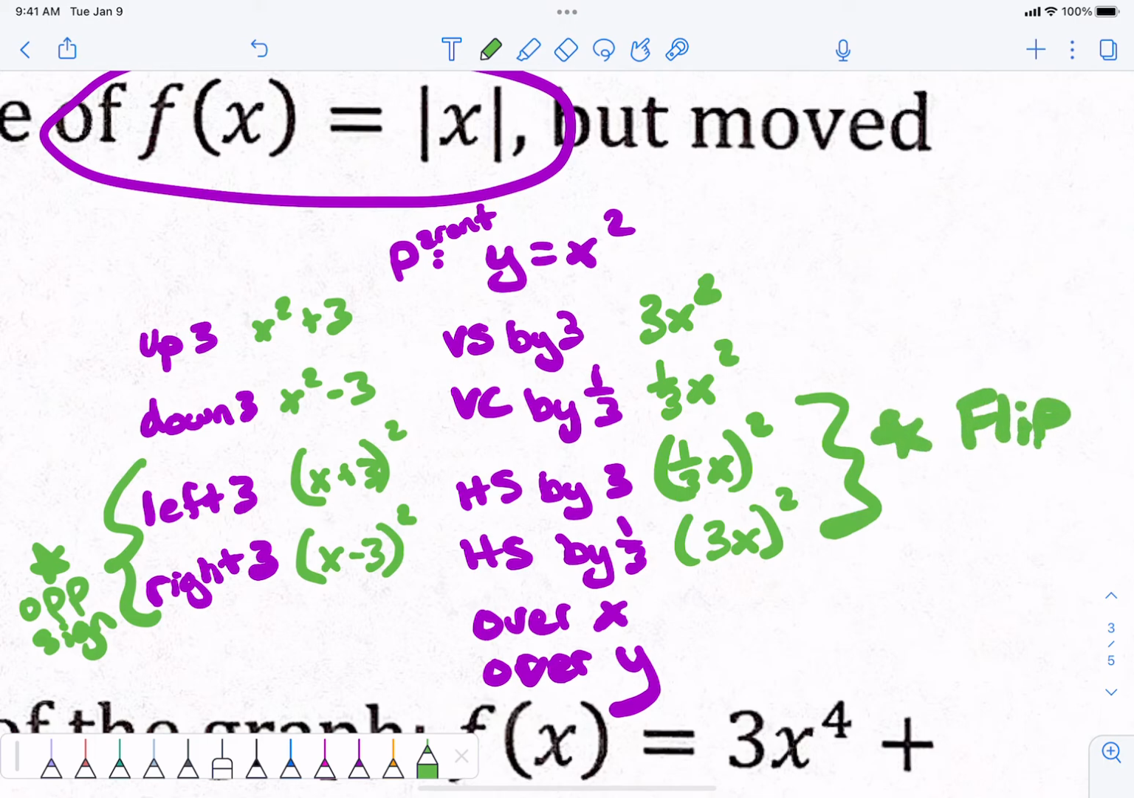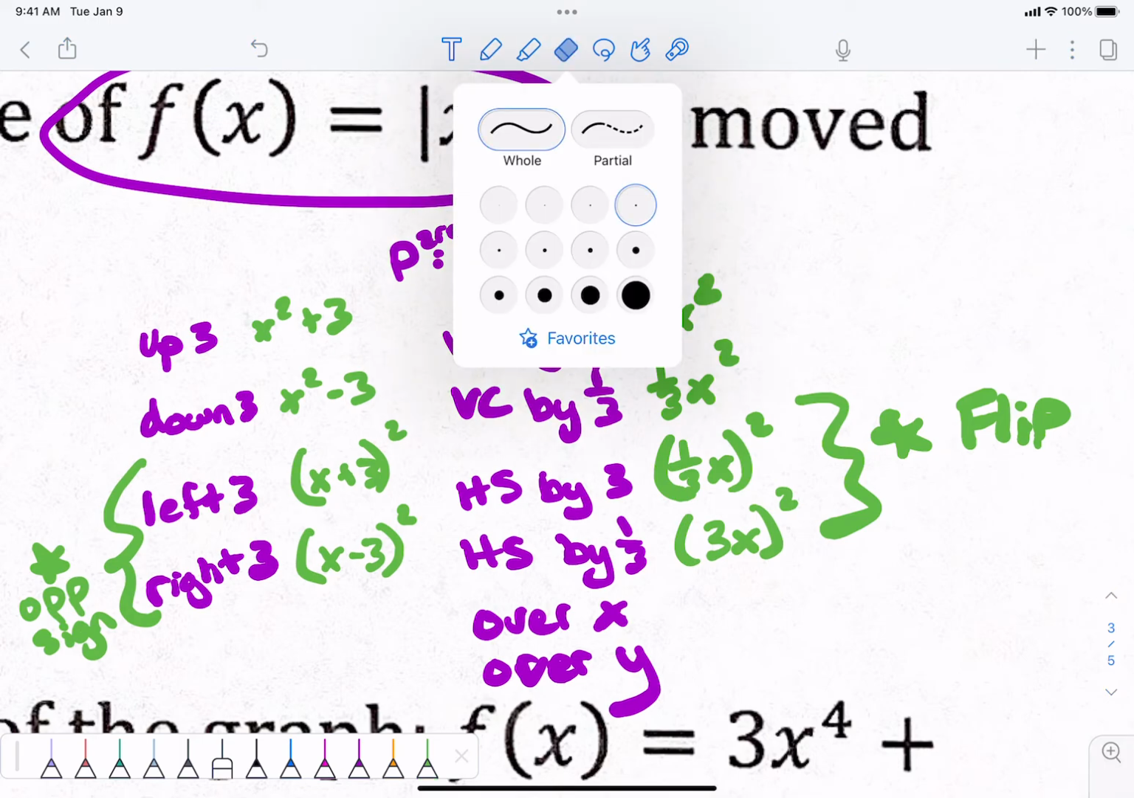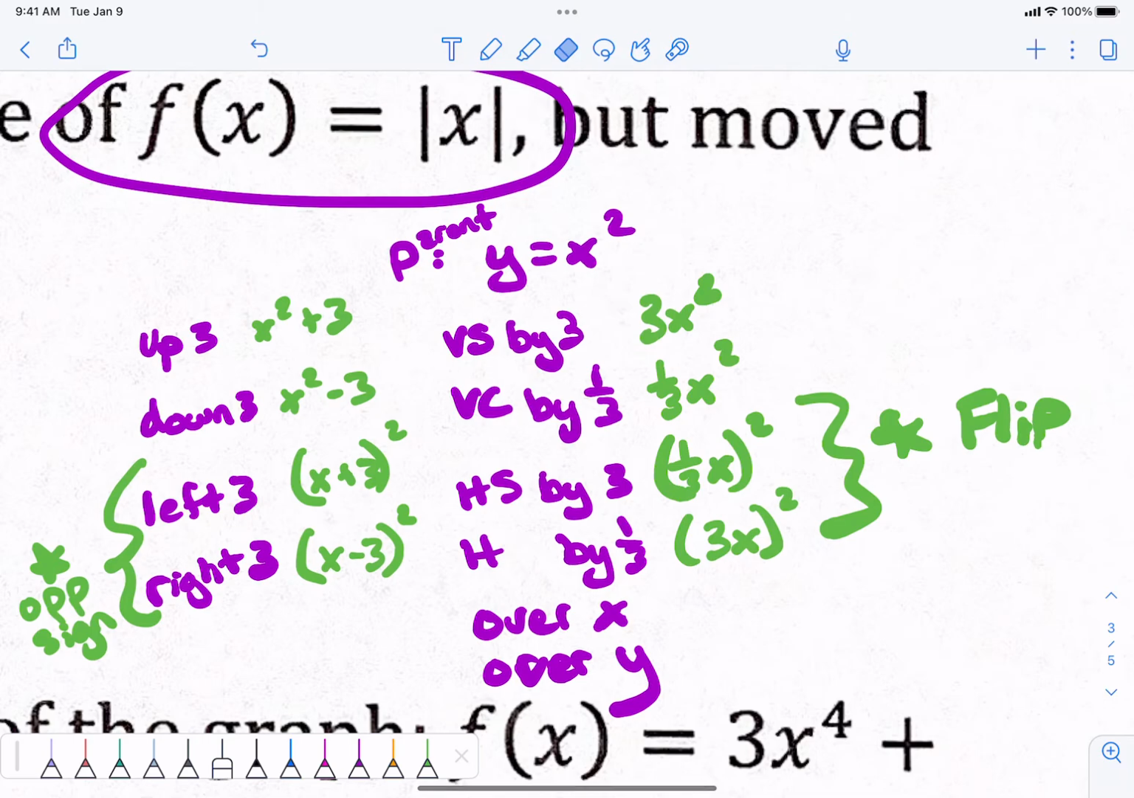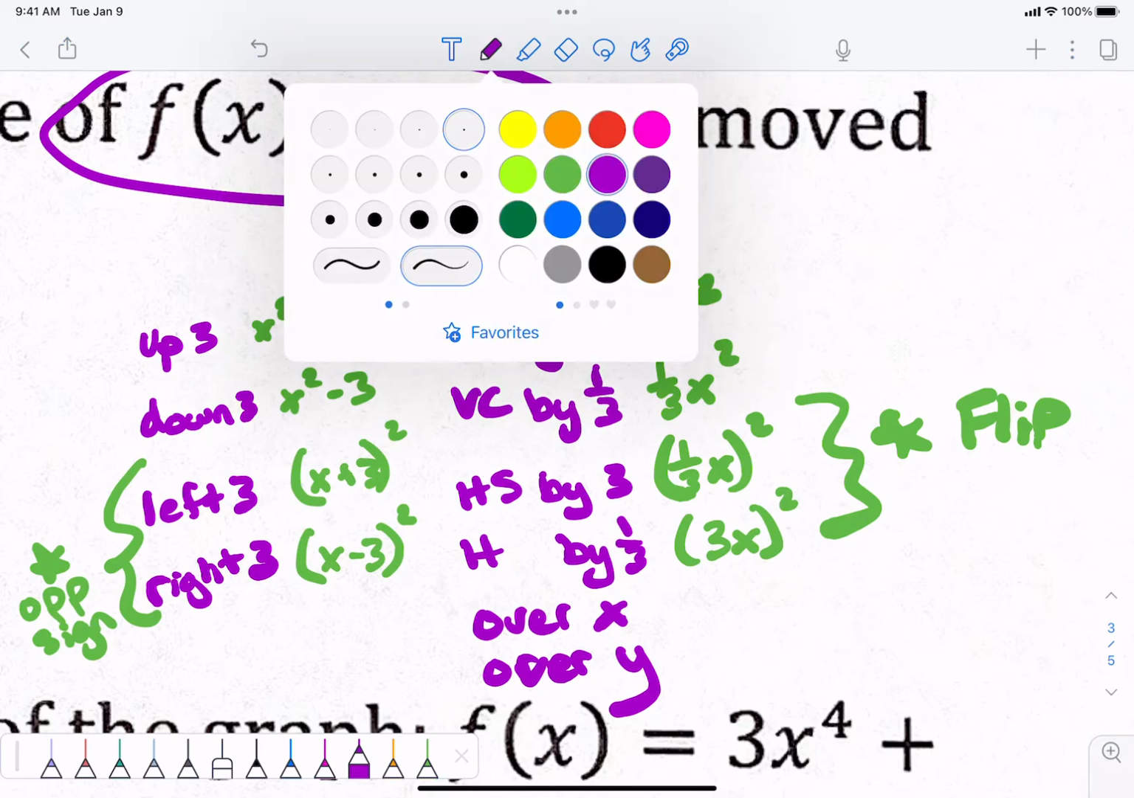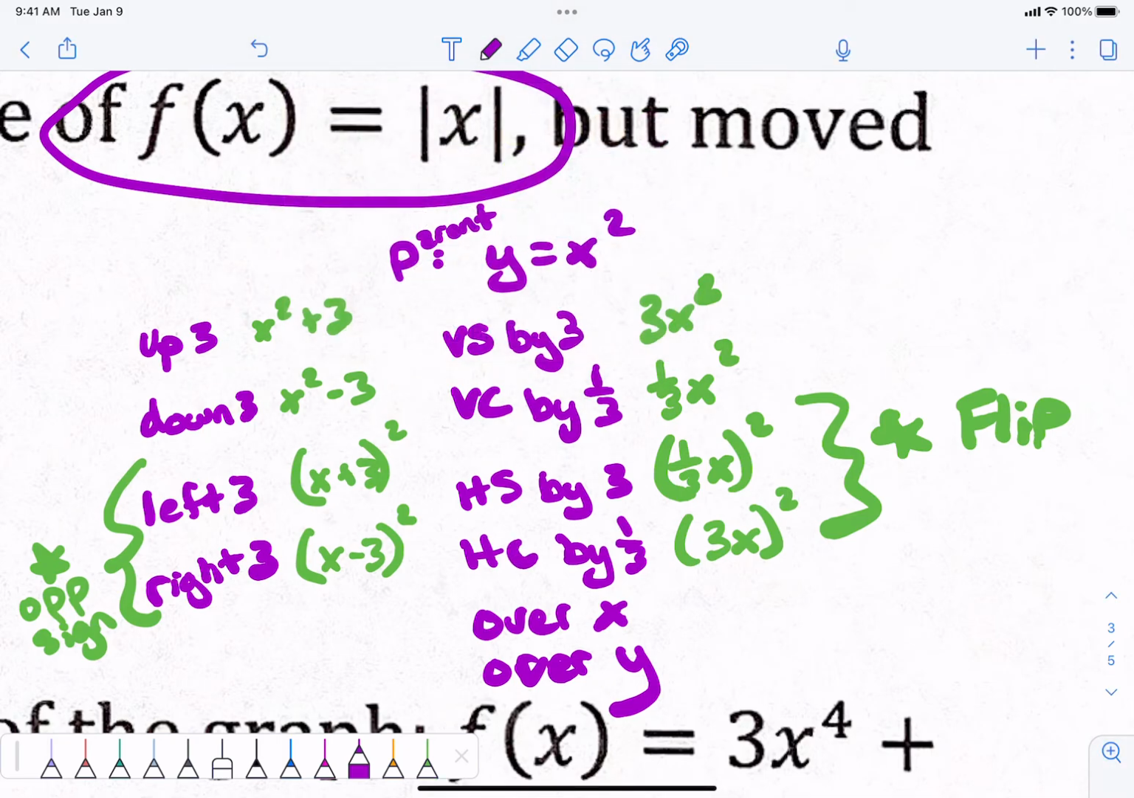Is one of those supposed to be horizontal compression? Yes, I'm sorry. I did that this morning too, didn't I? Probably. Yeah, you did. Right, because you corrected me. Marcus was all over that. Horizontal compression by 1/3. Yep.